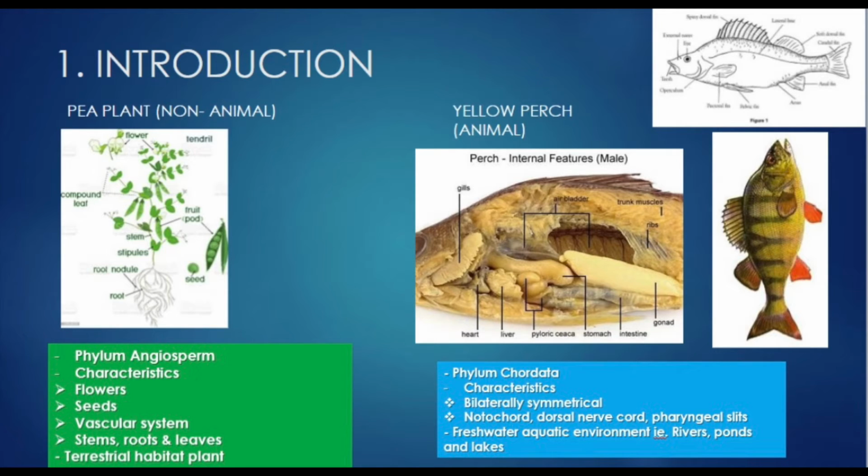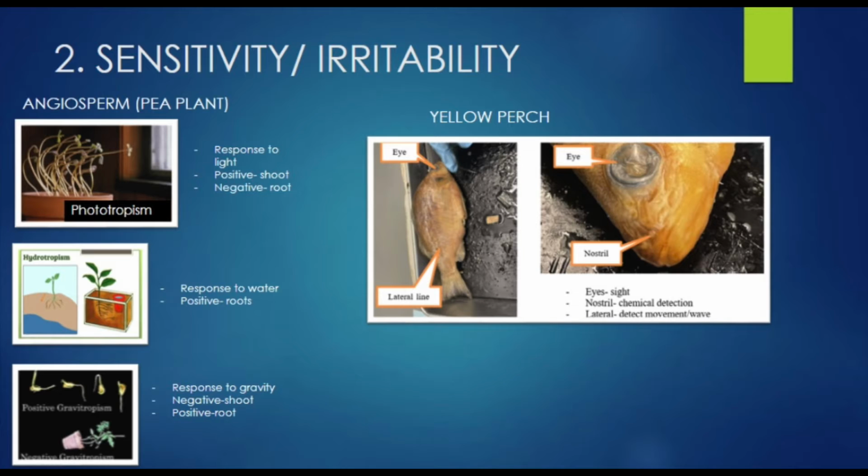The similarities between both is that they are both multicellular organisms and they have diploid somatic cells. For sensitivity, in pea plant, the sensitivity includes tropism, which is the curvature of the stem or root of a plant when its sides are subjected to stimuli. And these types of stimuli include light, humidity, and gravity in an equal form.